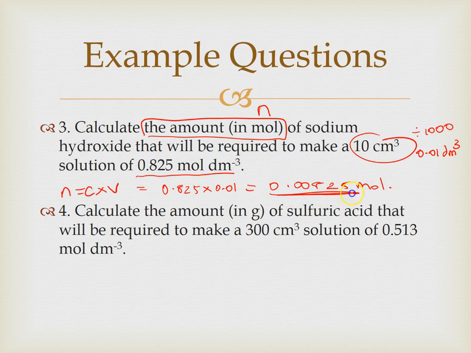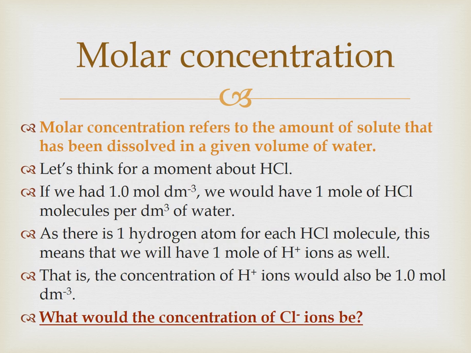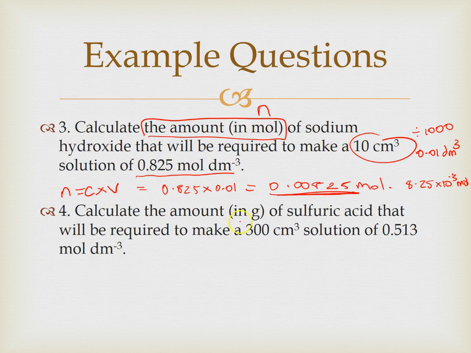Okay, answer finished. So we could also write this as 8.25 times 10 to the negative 3 mole. Small amount. Amount in grams of sulfuric acid that will be required to make a 300 centimeter cube solution of 0.513 moles per decimeter cubed. Again, I need to divide by 1,000 here, which will give me 0.3 decimeters cubed. 0.513 moles per decimeter cubed.